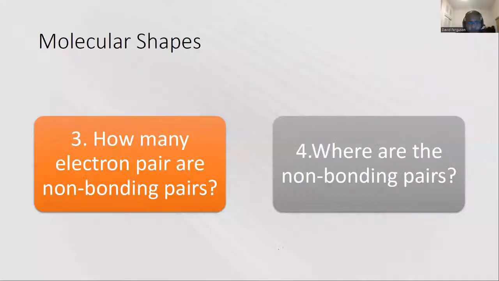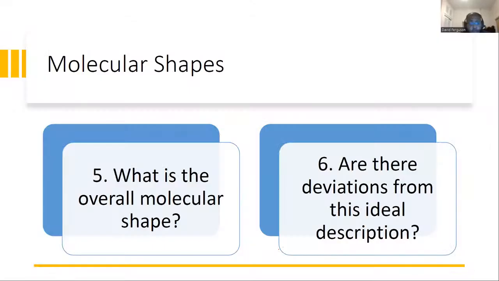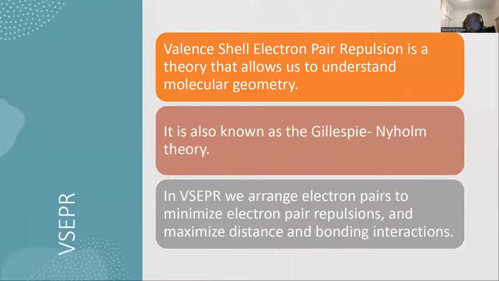So, more questions to consider. Where are the non-bonding pairs? Because if they're not on the central atom, the atom that really determines the shape of the molecule, it's not going to be heavily considered, at least for the particular question you're looking at. Are there deviations from this ideal description? Valence shell electron pair repulsion theory allows us to understand molecular geometry. In VSEPR, that's a short way to say it, we arrange electron pairs to minimize electron pair repulsions and maximize distance and bonding interactions.